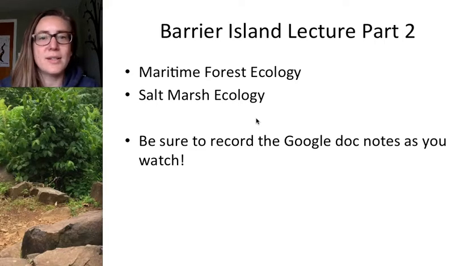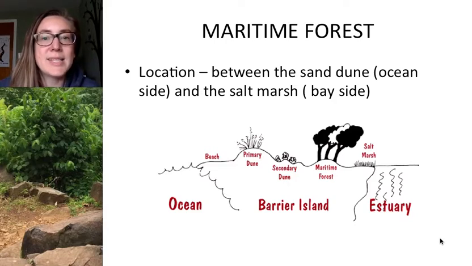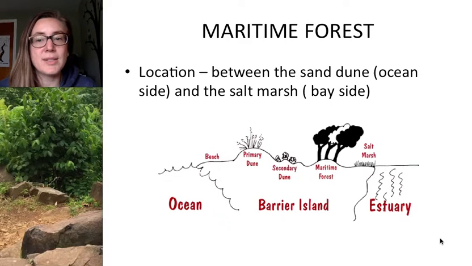So let's get started. So first off, the location. Where is the maritime forest? In our last time together, we were talking about the intertidal zone and the dunes. The maritime forest will actually come as a result of those mature dunes. This is going to be really the center of the island. It is going to be between the sand dune on the ocean side and the salt marsh, which is on the bay side. So this is where you're going to have your maritime forest, right after the dunes.